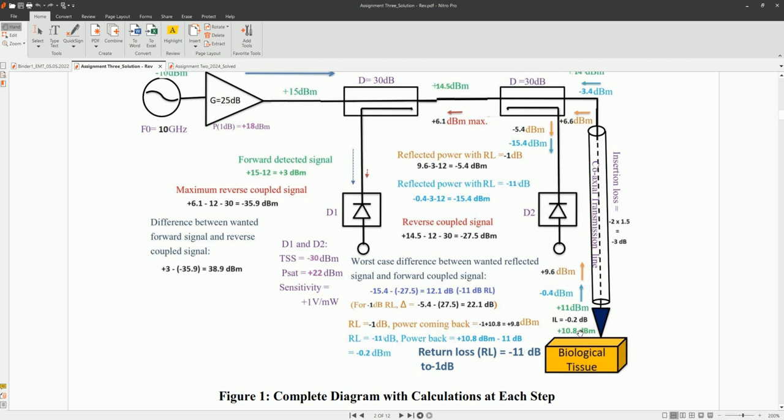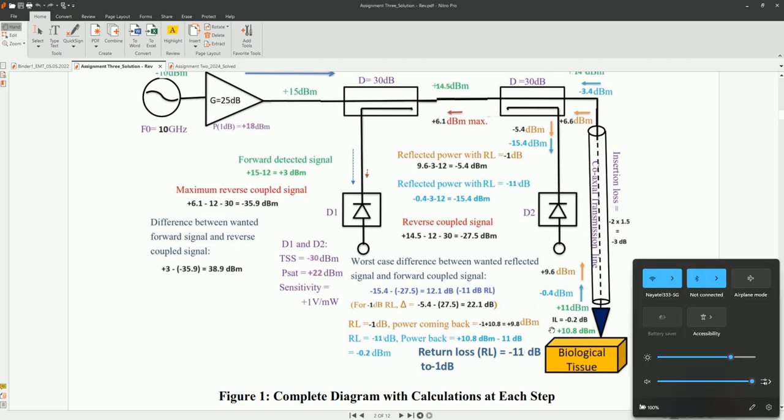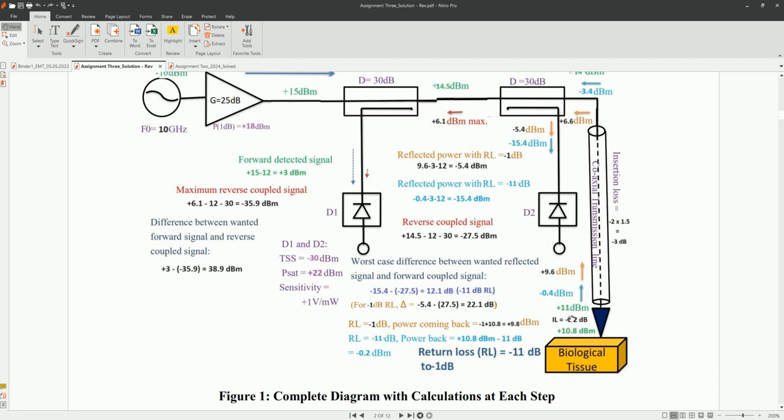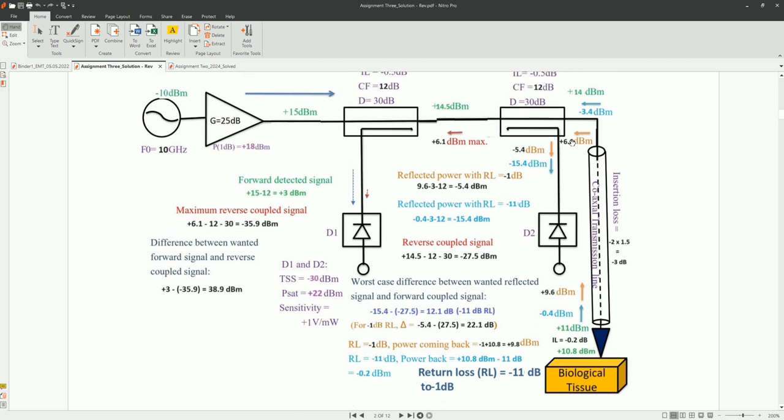Okay, from this 10.8, first subtract this minus 1 dB, so we will be having 9.8 here: 10.8 minus 1 is 9.8. Then subtract this 0.2 from 9.8, and this will become 9.6 here. Then from 9.6, again subtract this 3, and it will become 6.6 here.